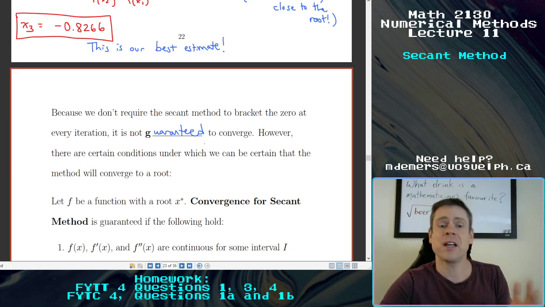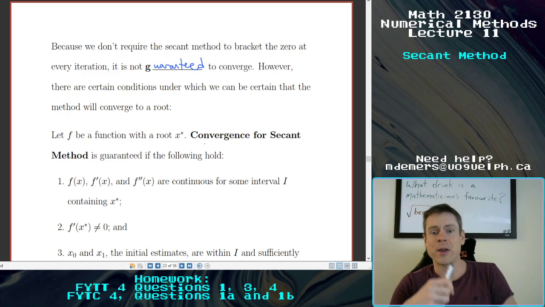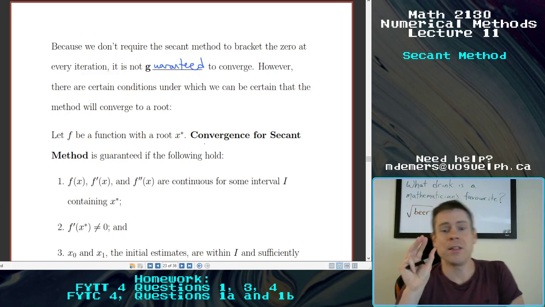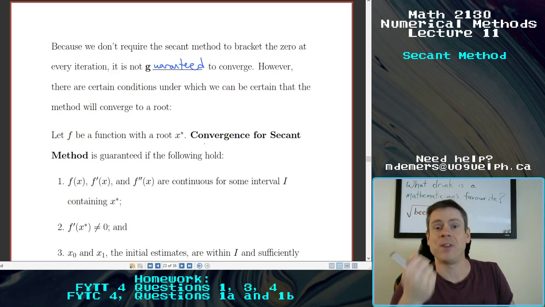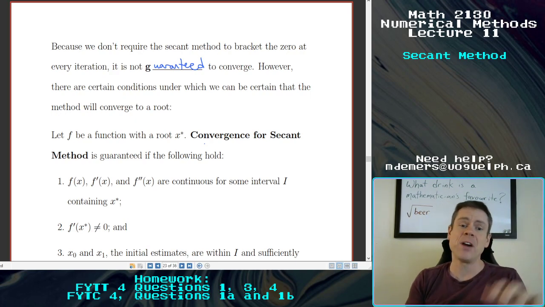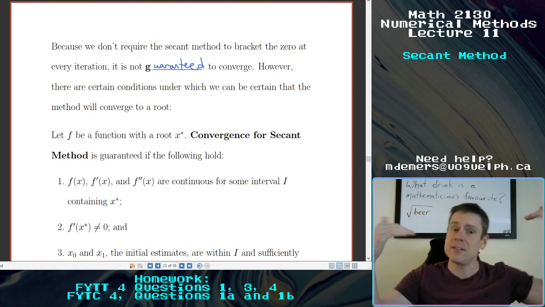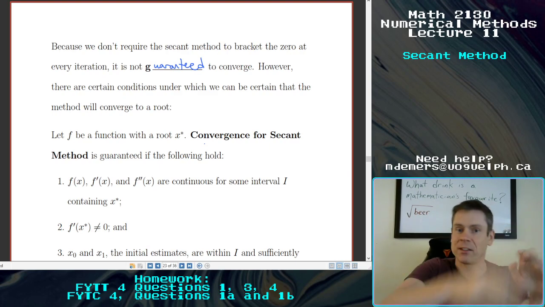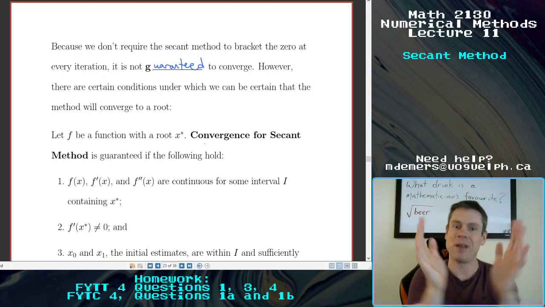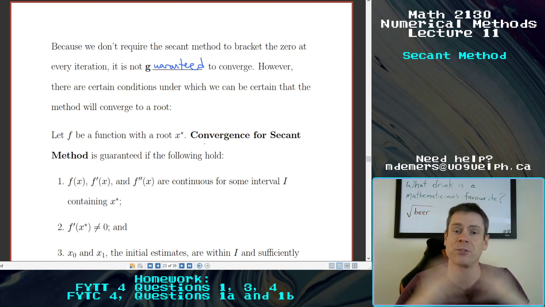Okay, but there are certain conditions under which we can be certain that the method will converge. Convergence for the secant method is guaranteed if the following hold. First of all, we need the function to be continuous, we need its derivative to be continuous, and we need its second derivative to be continuous. So we need certain differentiability requirements. That makes sure that the function can't suddenly jump up to something else, and it has some relatively smooth behavior within some interval of the root.